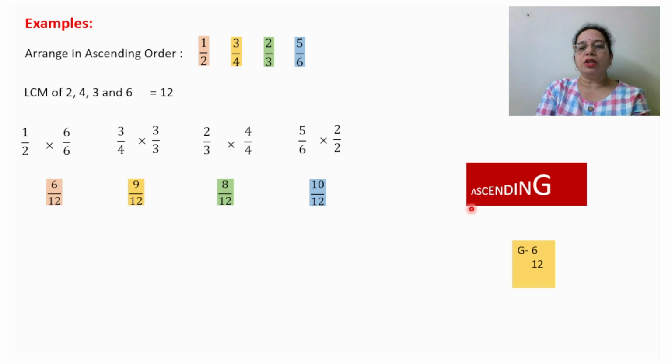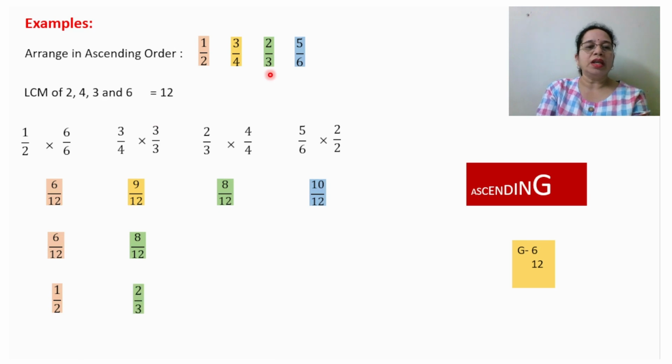Ascending means smaller to greater. So 6 by 12, this is the first fraction. At the same time, write down 1 by 2. The next one is 8 by 12. 8 by 12 is the second fraction.